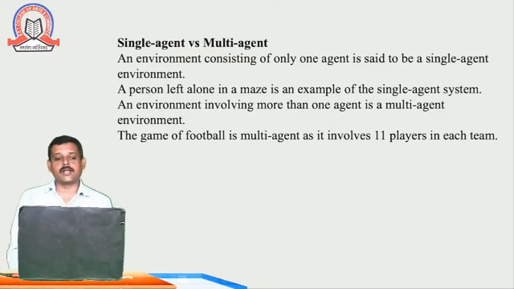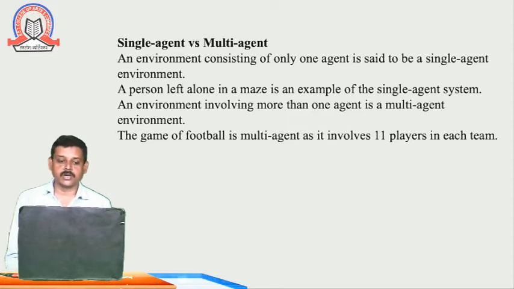Then the next environment, that is single agent versus multi-agent environment. As the name itself suggests, an environment consisting of only one agent is said to be a single agent environment, and an environment involving more than one agent is known as a multi-agent environment.